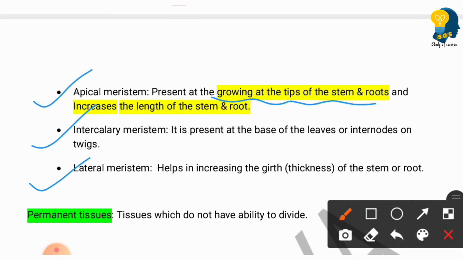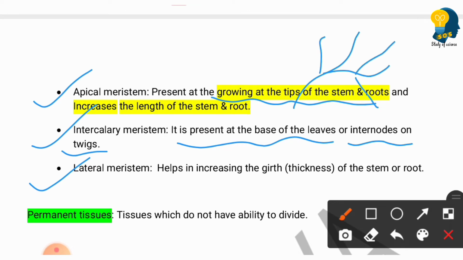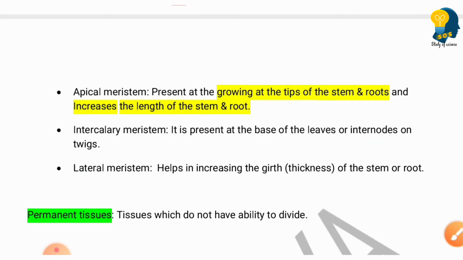Clear? So talking about the intercalary meristem, it is present at the base of the leaves, correct? And it is also present at the internodes on the twigs. I have told you, twigs means further branching from the stem. So the third one was the lateral meristem. It helps in increasing the girth, that means the thickness of the stem as well as the thickness of the root. Clear? So this is what the meristematic tissue is. That was the first category under the plant tissue.